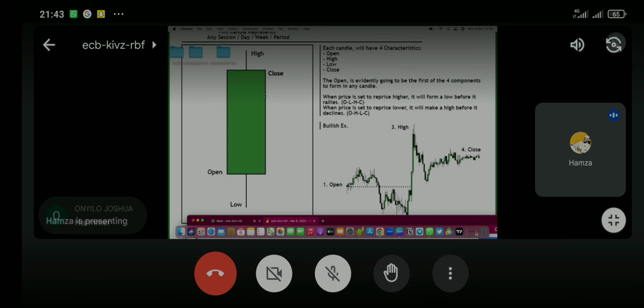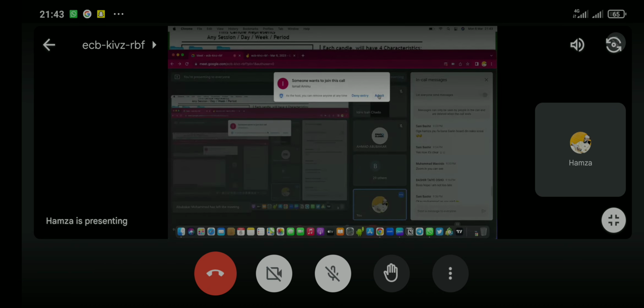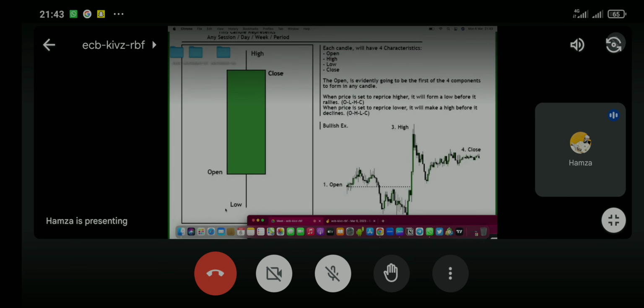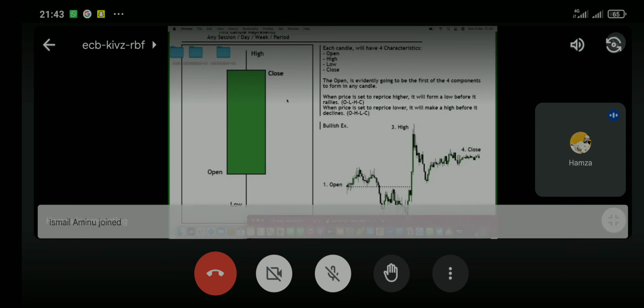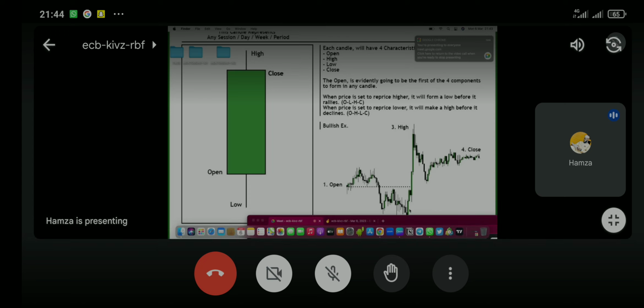Now, I told you every candle has an open, has a low, has a high, has a close. Now, this is a bullish candle. So because it's a bullish candle, bullish candles normally go up. Just look at this. Bullish candles normally want to take the market upwards. So because they want to take the market upwards, they normally open at the bottom and close at the top. Bearish candles, because they want to take the market downwards, they normally open at the top and close at the bottom. So that's the difference.